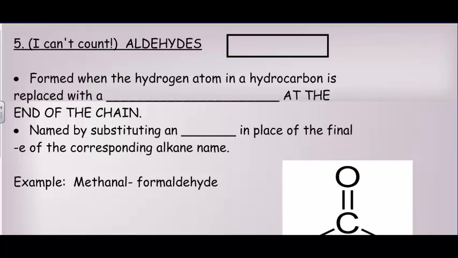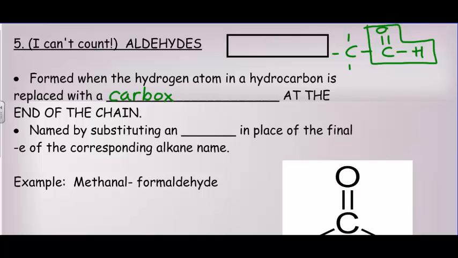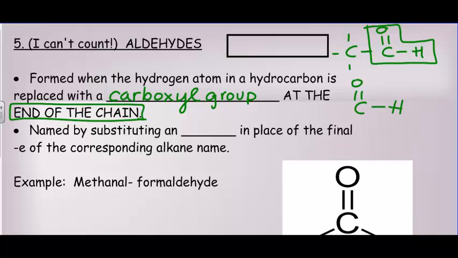And aldehydes have a carboxyl group. So instead of your hydrocarbon chain with just your hydrogens, one of the hydrogens has been replaced with a double bonded oxygen. And that has to be on an end carbon. That has to be on the end of the chain, okay? That's called a carboxyl group. It's a C double bonded to O bonded to H, and it's always at the end of the chain, okay?